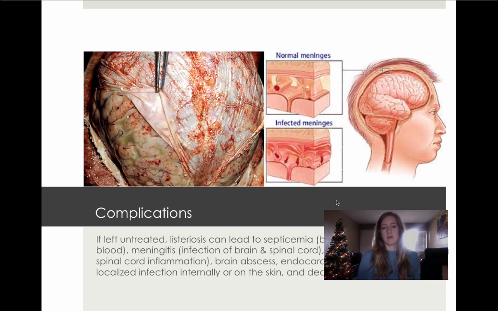So again, there are a lot of complications if it's left untreated, especially for that at-risk population. You can get septicemia, encephalitis, brain abscesses, endocarditis, or localized infection. Here we see up here what the meningitis looks like if the bacteria is able to infiltrate the nervous system. If left untreated, it can cause a lot of damage and death, especially in fetuses and those immunocompromised patients.